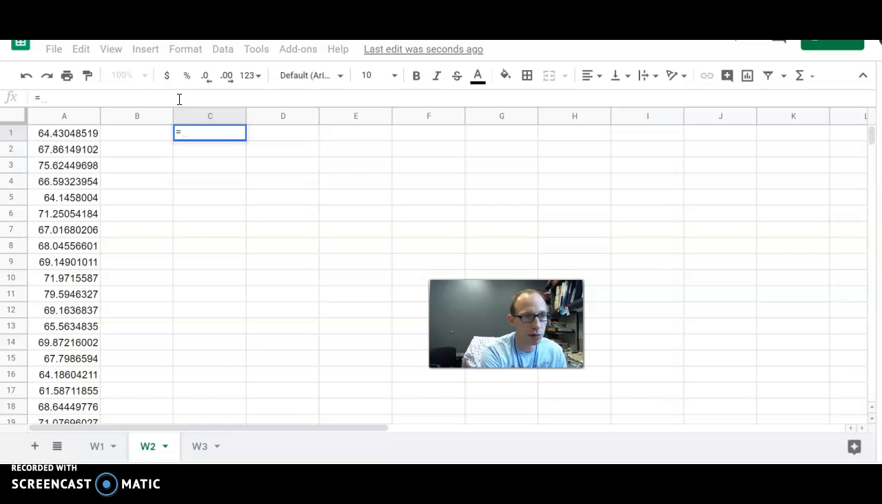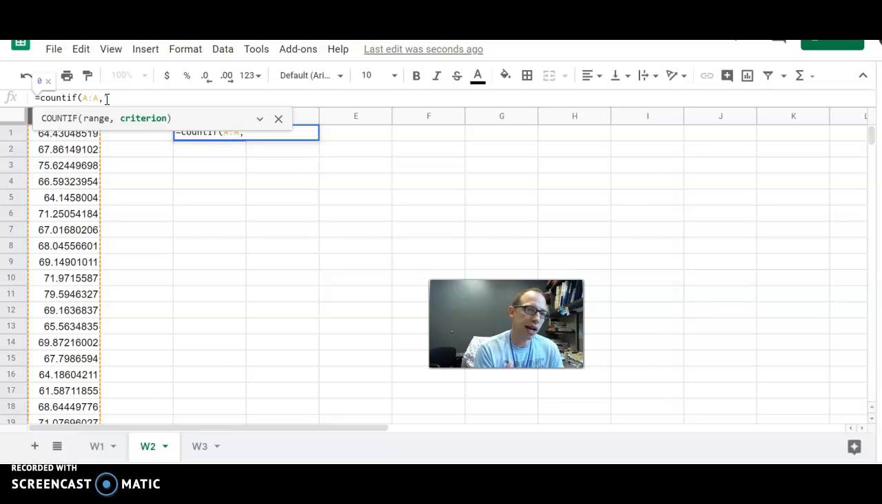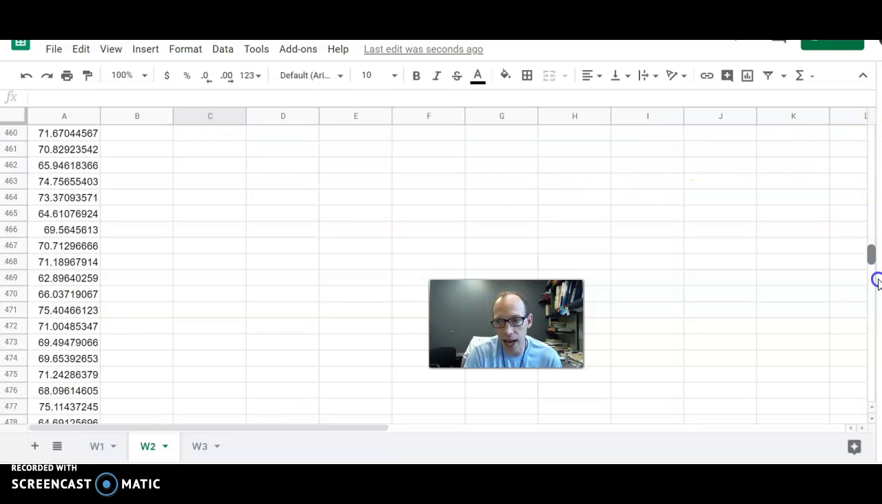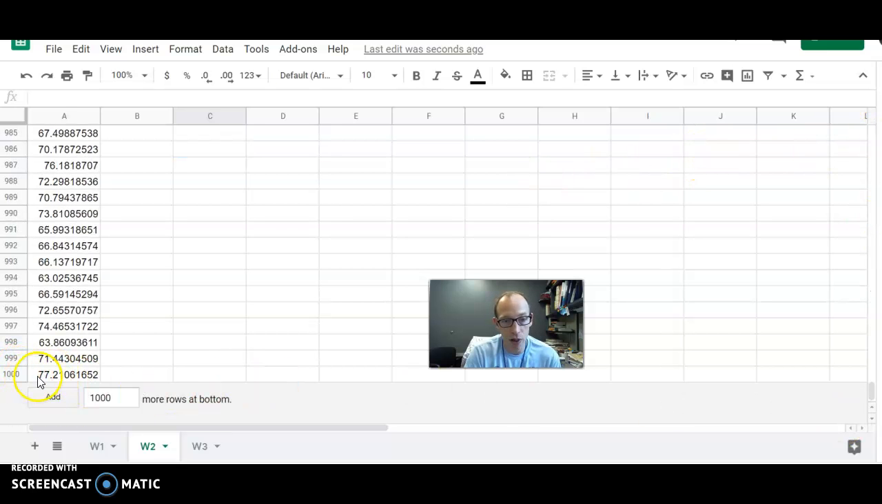I'm going to type in an equal sign and then COUNTIF, all one word, parentheses. My range here is going to be column A, so I'll select that. And I'm going to put quotes here for my criteria. I want to count how many of these are less than 68, and then quotes and parentheses and enter. So it tells me 313 out of, in this case, I had 1,000 data points.